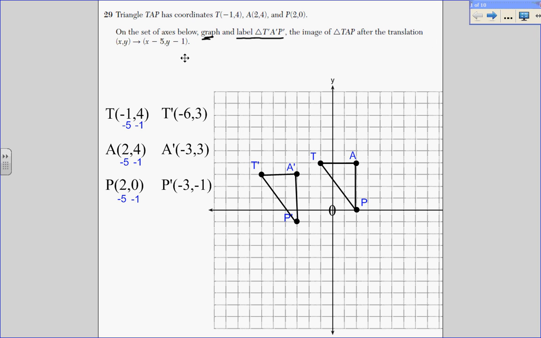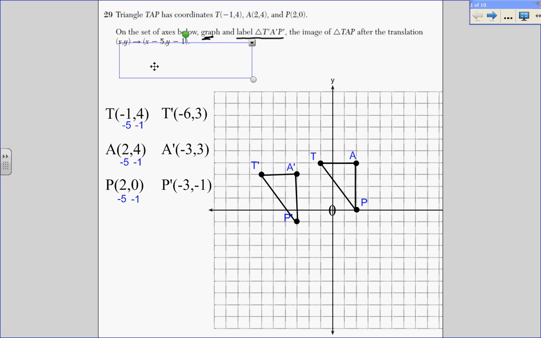So, a couple of things you need to know. When you subtract from the x coordinate, you're moving a figure to the left, right? Because you're going to the left when you subtract from the x. When you add to the x coordinate, you're moving the figure to the right. When you add to the y coordinate, you're moving up, and when you subtract from the y coordinate, you're moving down.